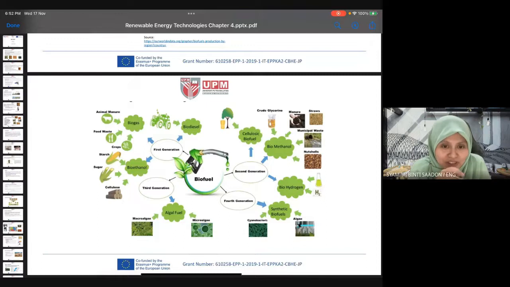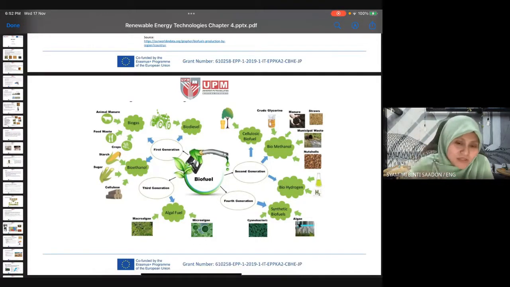Okay, first generation of biofuel, for example, by using biogas through animal manure, animal waste, food waste, crops, and bioethanol is produced by starch, sugar, etc. So biodiesel is there also. So that is the first generation of biofuel.